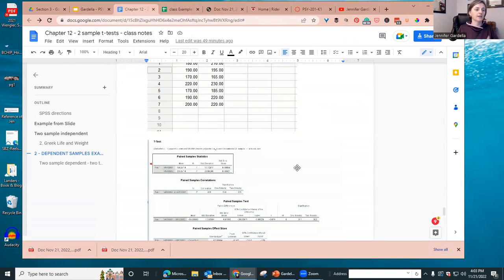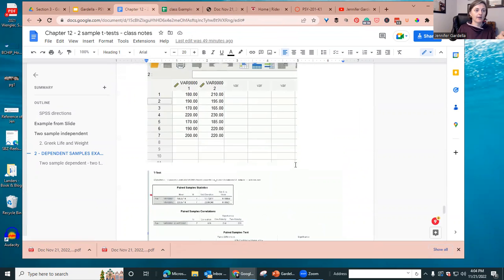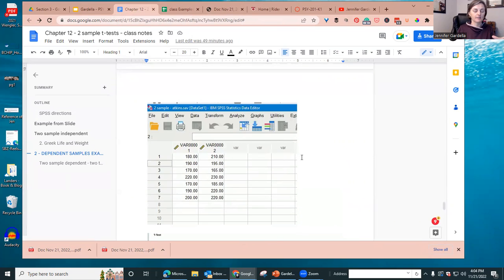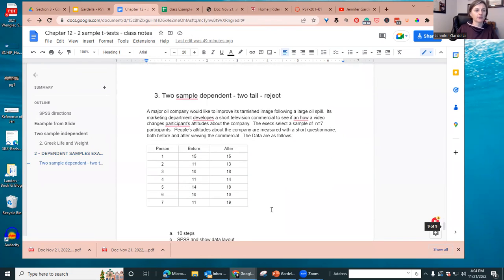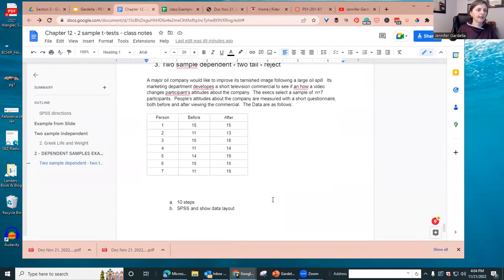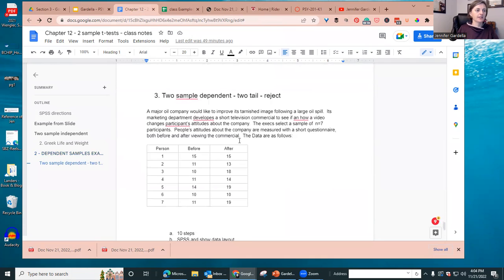And then I laid out for you, just so you have another example, how I set up the variables and the data here. And then you have the directions and what the printout looks like. And we're going to go over those as well. Okay, two sample dependent two-tail reject. You know how much I love to put up notes.